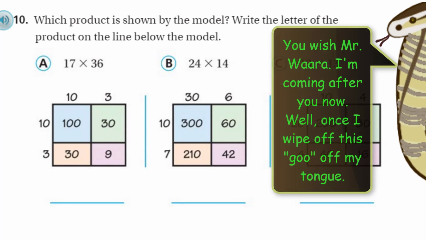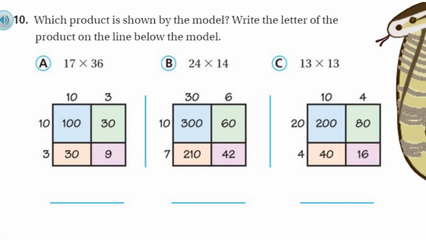Write the letter of the product on the line below the model. Okay, I think I understand. We have A. Oh, we have a 17 times 36. Okay, so this is kind of easy because it's like multiple choice. You got 3 possible answers here.